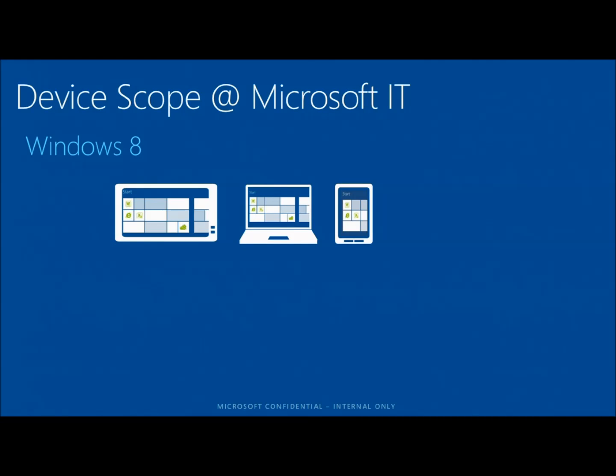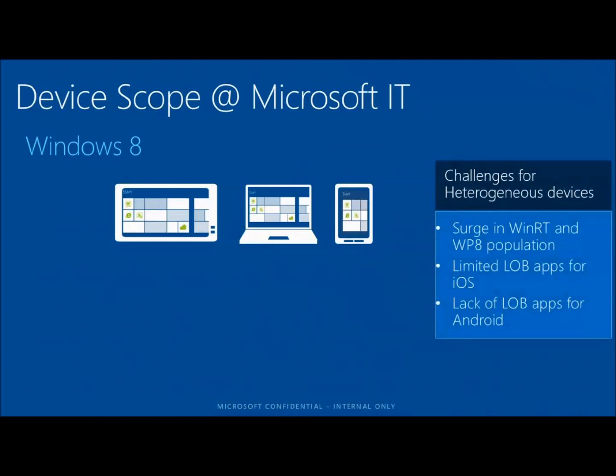We wanted to try other heterogeneous devices like iOS and Android, but we had some challenges at the time. Due to the sudden high volume of WinRT devices as well as Windows Phone 8, there was a lot of interest in the user community to try these devices. We also didn't get many LOB apps for the iOS platform, and pretty much didn't get any LOB app for Android. Due to these reasons, we had to test minimally on the iOS platform, Apple iPad and iPhone devices, and we thought that we would take Android as out of scope for this pilot.